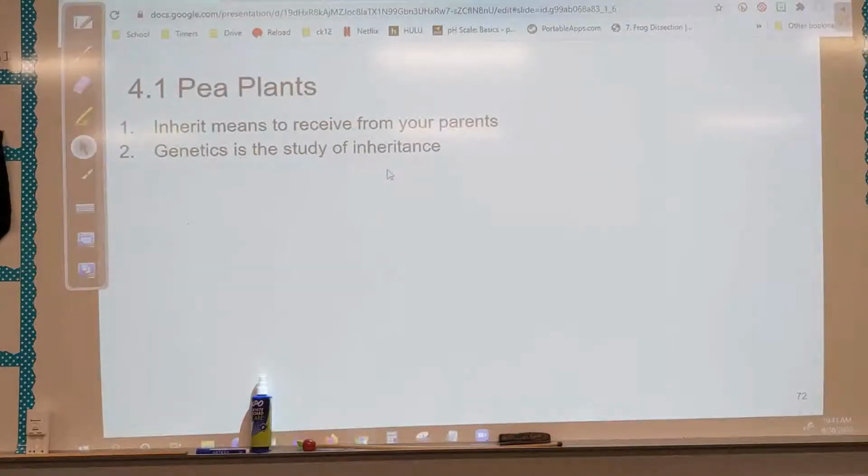Now, inherit and genetics, you need to know what those words mean, but you should have them in your vocabulary list that you started Friday after the quiz. But I'll give you a few seconds if you want to write those down.